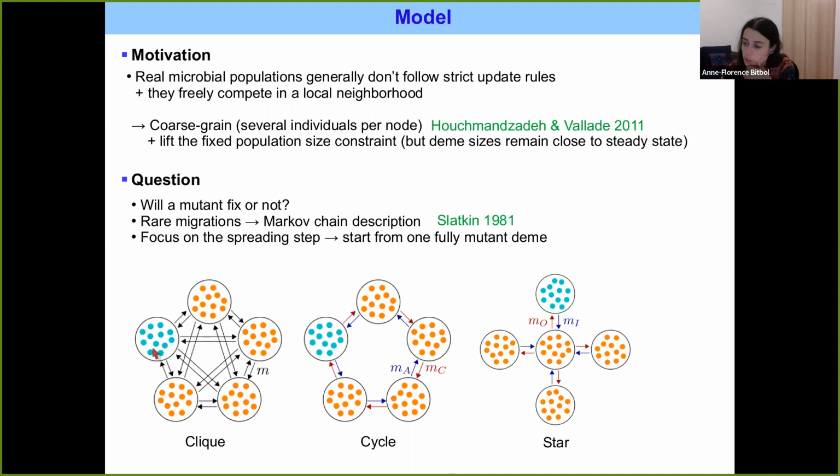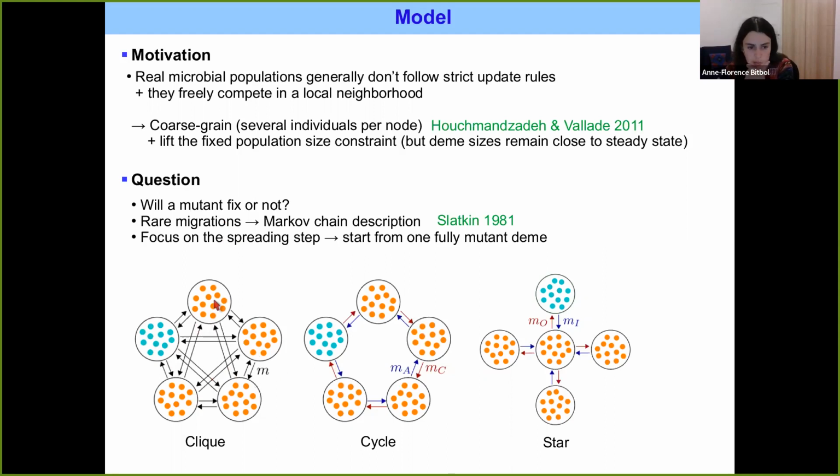And the reason for that is that we want to address what happens to the fixation of one mutant. However, one mutant is going to first have to take over in its local population before it can spread, because we are in this rare migration regime. And the first phase, taking over in the well-mixed population, is well known already, so we want to focus on this spreading step. Okay, and so below, I'm showing 3 examples of graphs, which are graphs with very strong symmetries, and these are the ones that we are going to study in more detail.